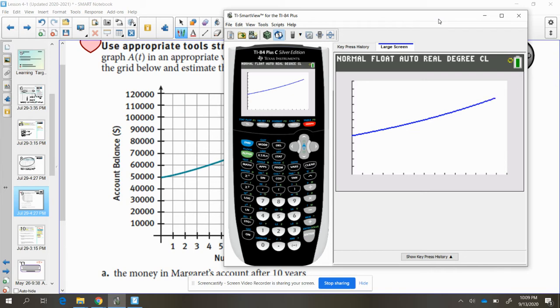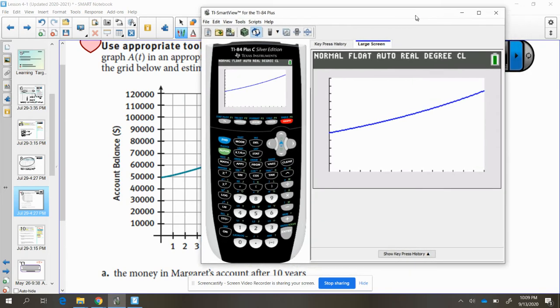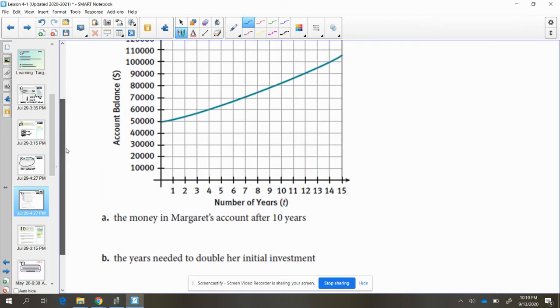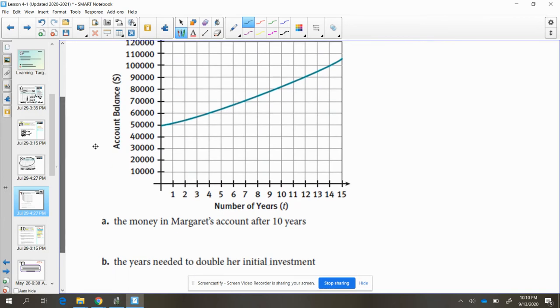Now, after we have this sketch, if we look here, after 10 years, part A is asking us what's going on in Margaret's account after 10 years. So a couple ways we can look at this. One, we can use year 10 on the graph and approximate. It's somewhere a little above 80,000, maybe 81, 82,000.